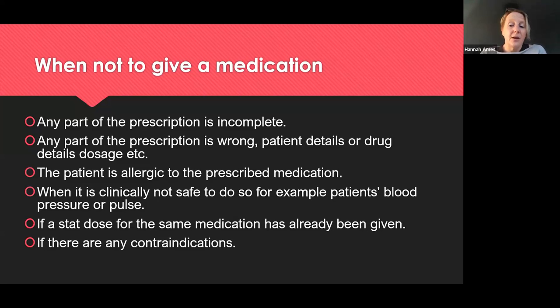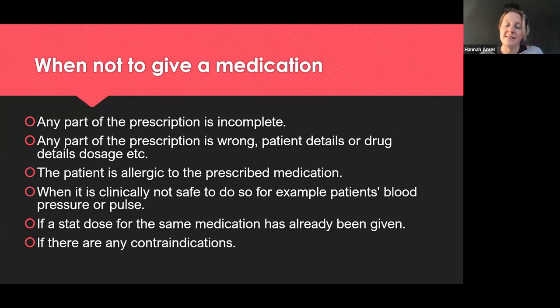Also, it might be a time when it's clinically unsafe to give a medication. For example, the patient's blood pressure might be low or the pulse might be low. If you've got medications that are written up for blood pressure or rhythm control, heart rate control, you need to check with the examiner before you give that medication for a recent blood pressure or recent pulse. And if that is significantly low, so blood pressure less than 100, or a pulse less than 50, then you would have to withhold that medication.